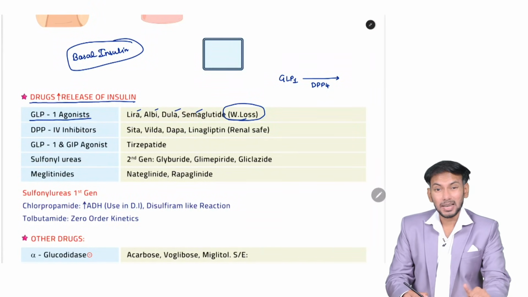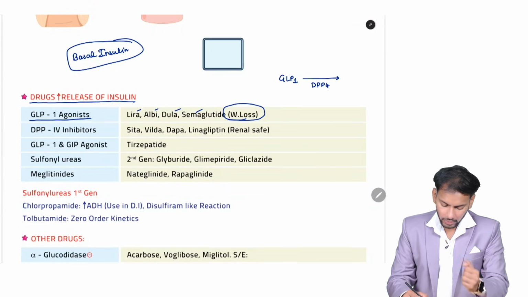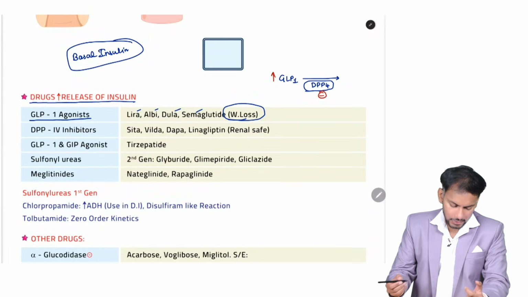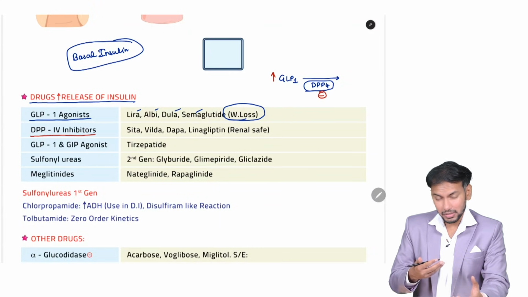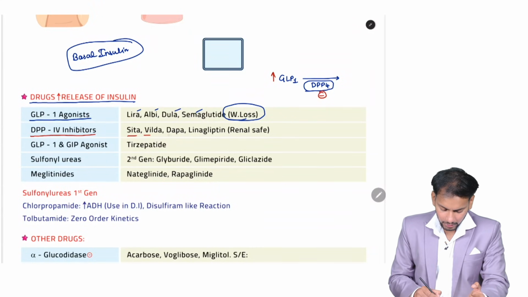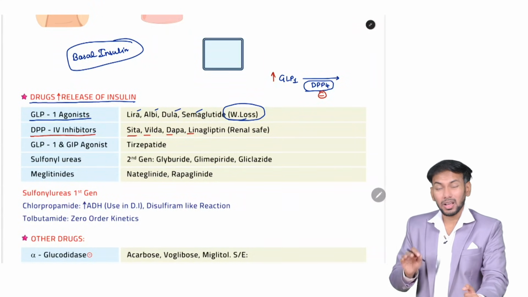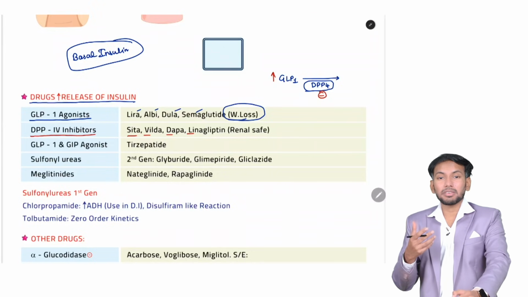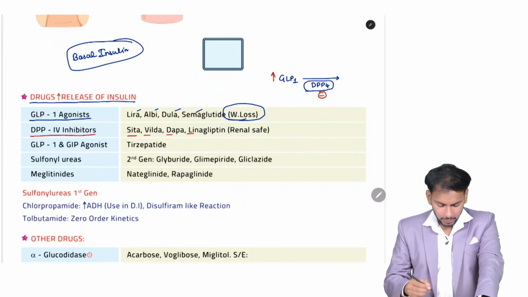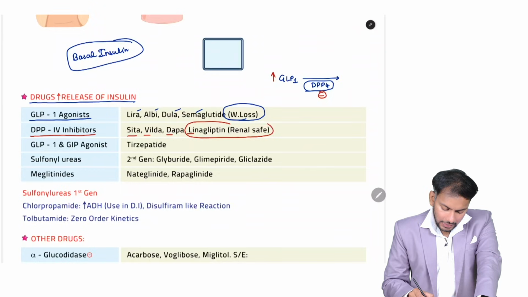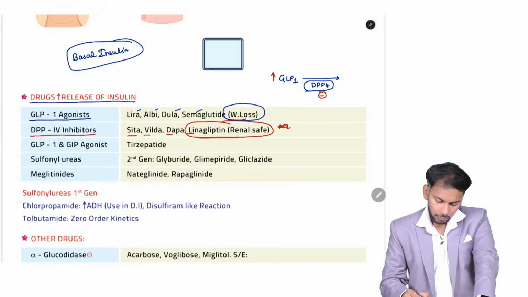If you see, GLP-1 is metabolized by something known as DPP-4. So if you block this DPP-4, will GLP-1 increase? Obviously, that is why the other class is DPP-4 inhibitors. These are gliptins. Which gliptins? Sitagliptin, vildagliptin, dapagliptin and linagliptin. Now, all the gliptins are not safe in renal failure except linagliptin. Linagliptin is renal safe. This is what I want you to remember.